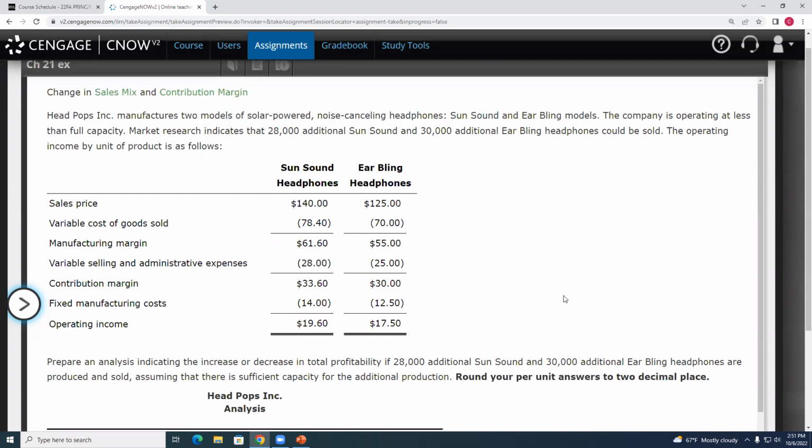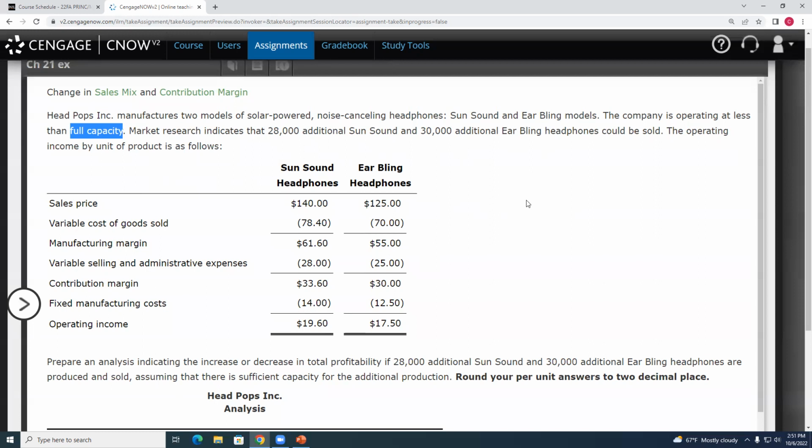Very important piece of information here. It tells us that they are operating at less than full capacity. I want to define that term capacity for you. I imagine everyone already has a sense of what that means, but I want to define it in accounting terms. Just because we have more capacity doesn't mean we should make more product. As we've already been saying, we want to make sure there's a market for it. Can we actually sell it? We've done some market research and we know that we can sell some additional headphones.